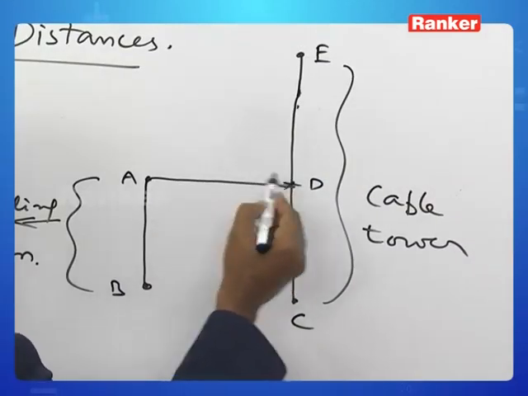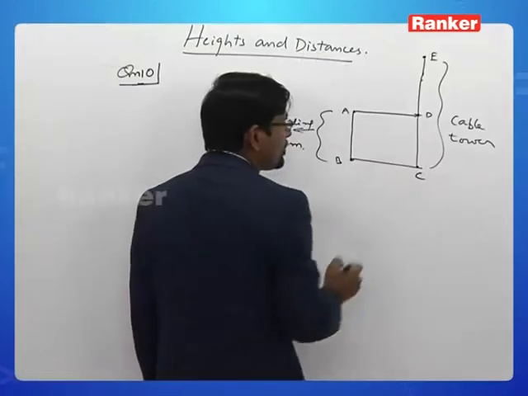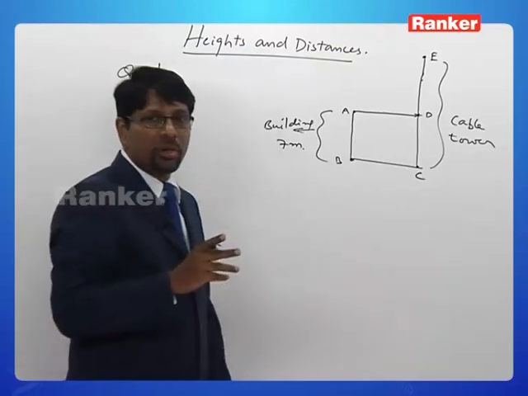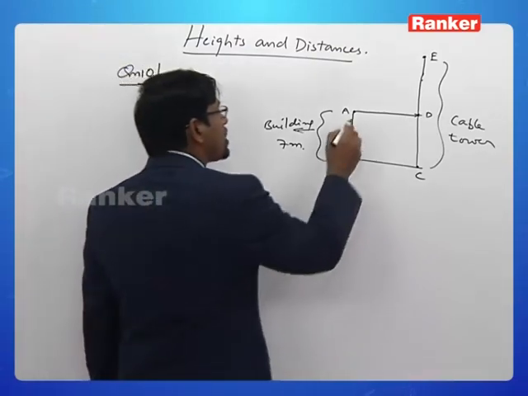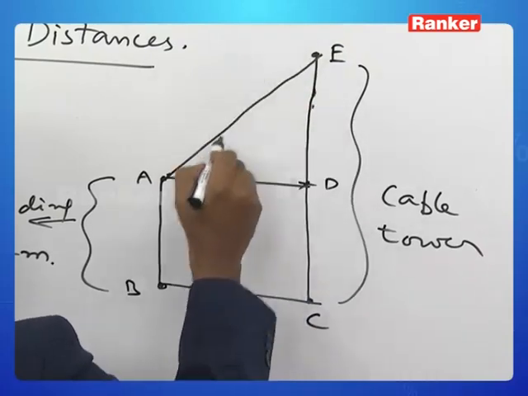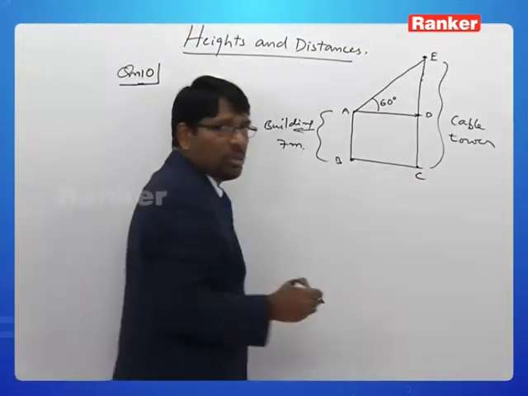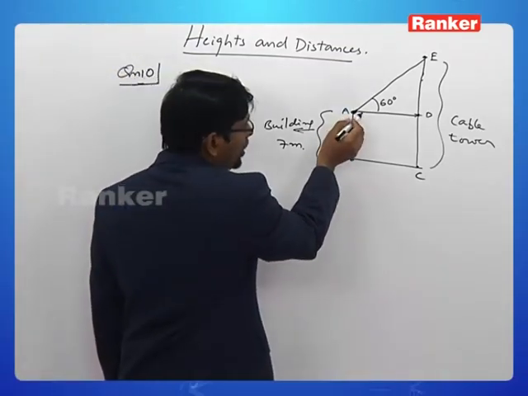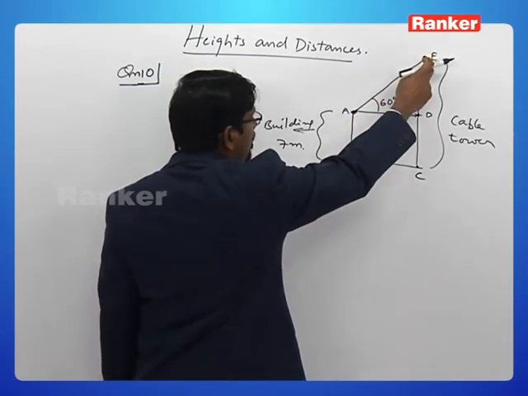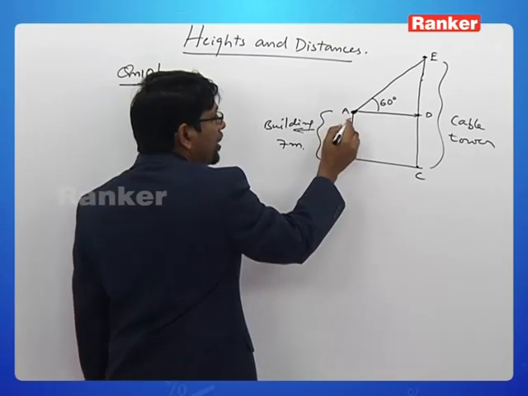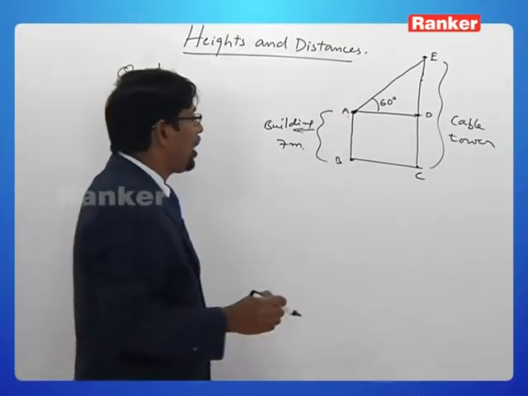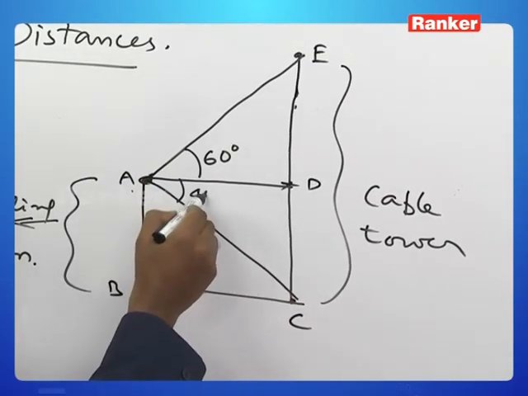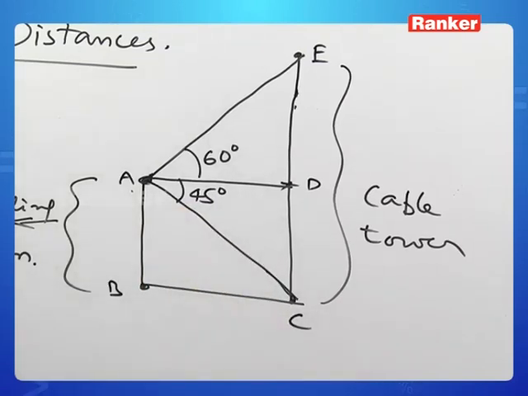Let's draw a line parallel to the ground from A. He says that the angle of elevation of the top of the cable tower is 60 degrees, measured from the top of the building. So this is 60 degrees. And the angle of depression to the bottom of the tower is 45 degrees.